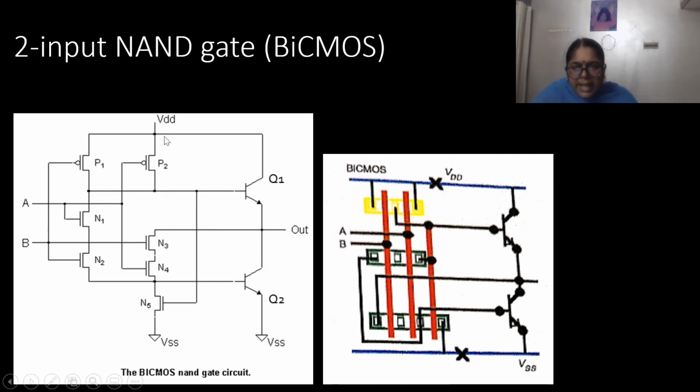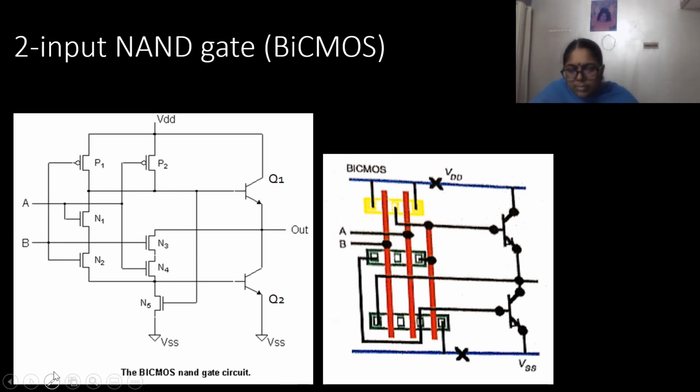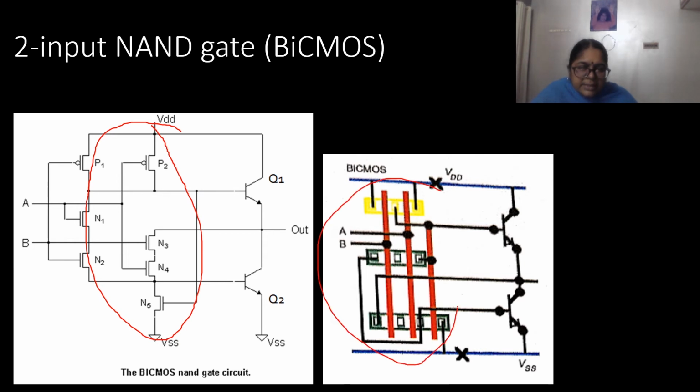Similarly, the NAND gate circuit for BiCMOS we already know. So this has been depicted using a symbolic diagram. We are making use of P diffusion and N diffusion, and then the CMOS part of the circuitry. So this is the CMOS circuitry we have here. All this is indicated in this part of the circuit, and these two transistors are indicated by these two bipolar transistors.